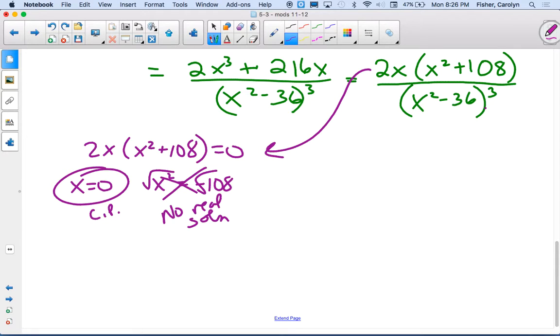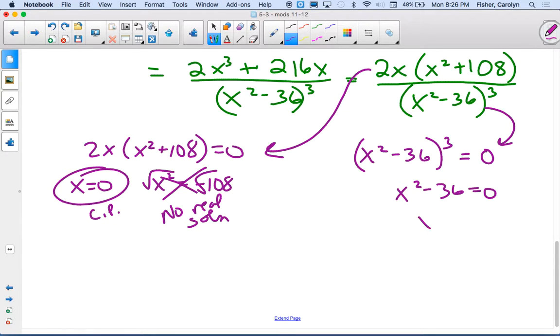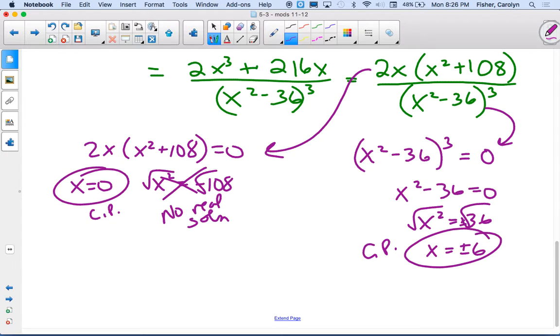But I did get x equals 0 as a critical point of my second derivative. And now I'm going to take the denominator and set that equal to 0, which is technically finding where my second derivative is undefined because I have a rational function. So taking the cube root of both sides, x squared minus 36 equals 0 gives me x squared equals 36, and surprise, I'm ending up with x equals plus or minus 6. That looks familiar.